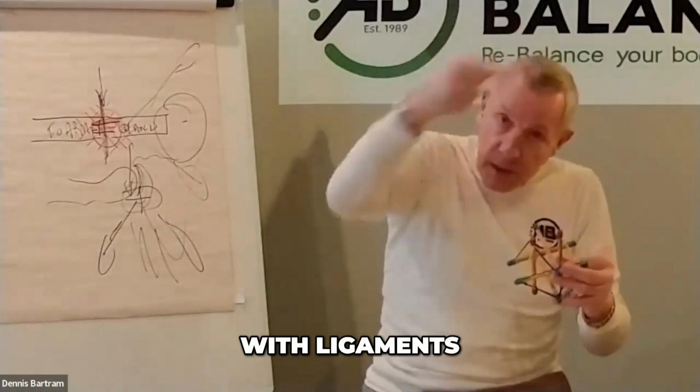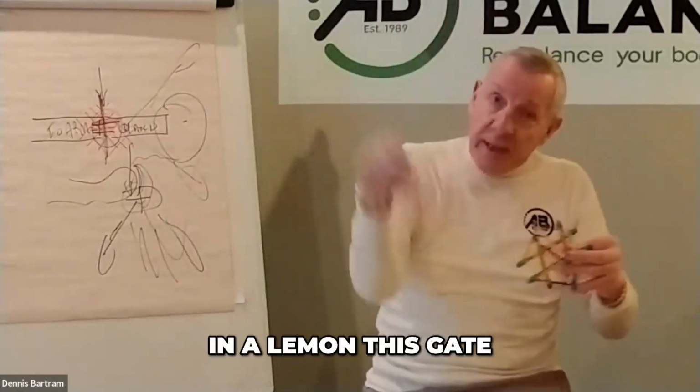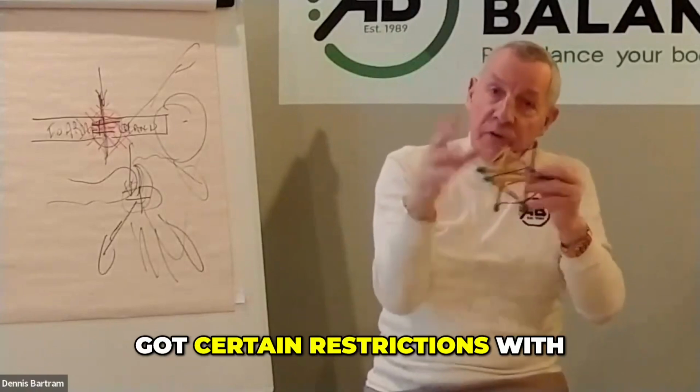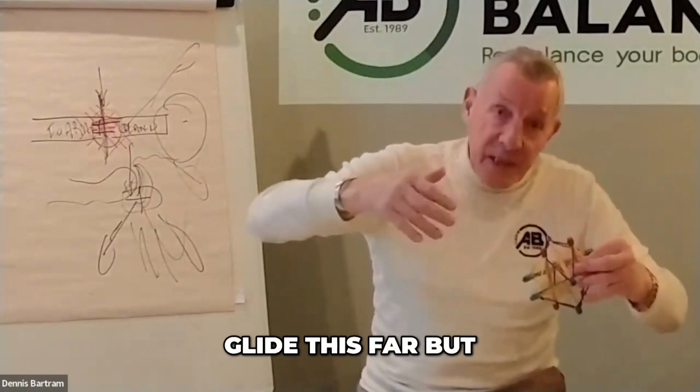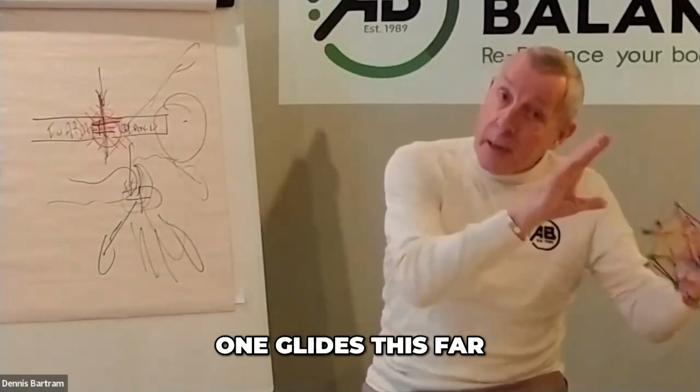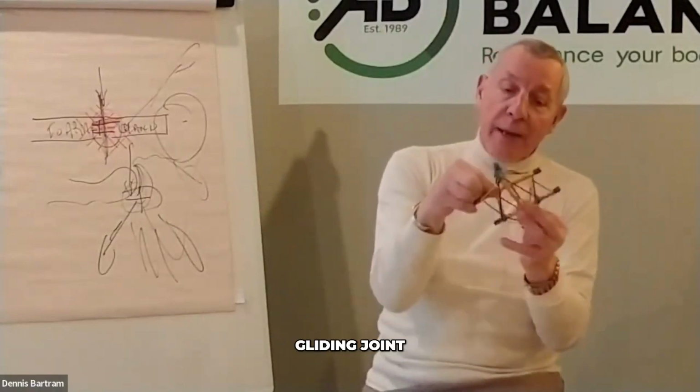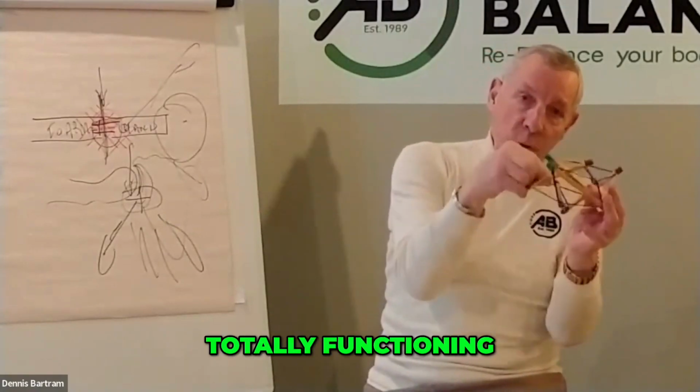Then I bind it with ligaments in a lemniscate. And so now it's got certain restrictions with the bone it's next to. So it can glide this far, but only that far. This one glides this far, only that far. So I've got a double gliding joint that's totally functioning.